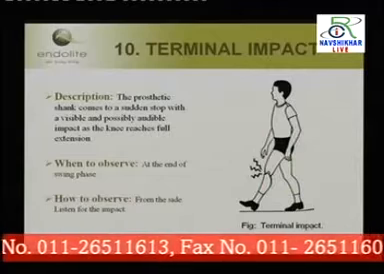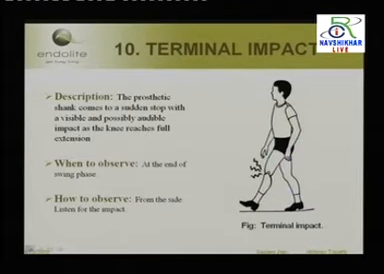Sir, would you please tell us about some other gait deviation? Yes, the other one in this line is the terminal impact. The terminal impact is the heel strike of the swing. The prosthetic strikes immediately after heel strike. There is a sound which is heard at the knee level. That is called the terminal impact. As you can see on the slide, the sound comes from the knee joint immediately after the swing is complete.